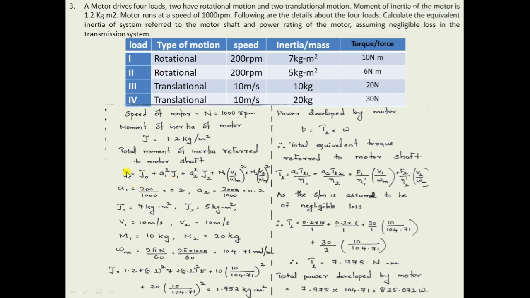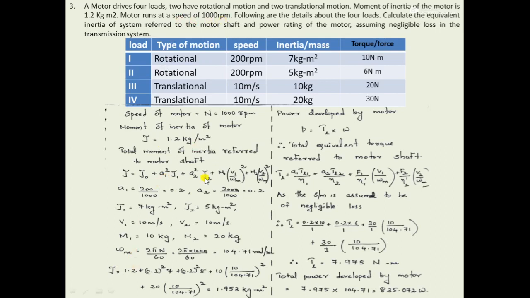So you have to write the standard relation first. While writing the standard relation, it's very clear that there are two rotational loads and two translational loads. So a1 square J1 and a2 square J2 indicate the rotational loads, and M1 (V1 by omega m) the whole square plus M2 (V2 by omega m) the whole square indicate the translational loads. J0 represents the moment of inertia of the motor. The values of J0, J1, J2, M1, V1, M2, V2 all are given directly in the problem. We have determined the value of omega m from the speed which is given in RPM.